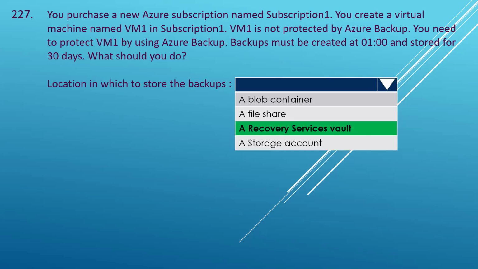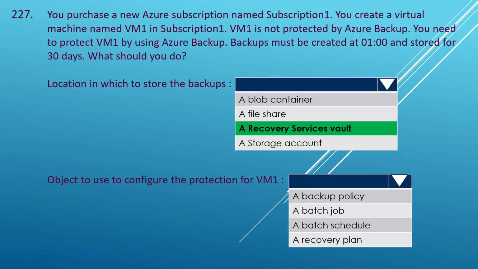The next part of the question is the object to use to configure the protection for VM1. Your options are a backup policy, a batch job, a batch schedule, a recovery plan. And the correct answer here would be a backup policy.